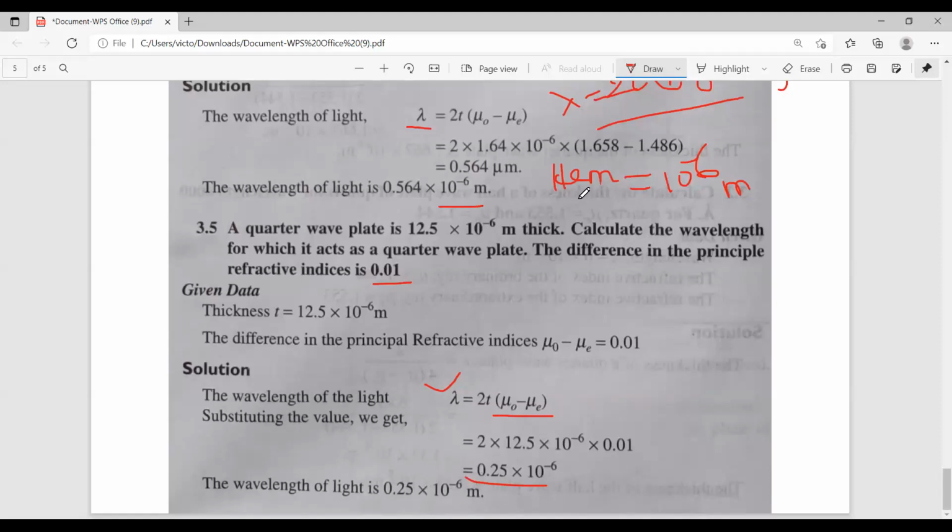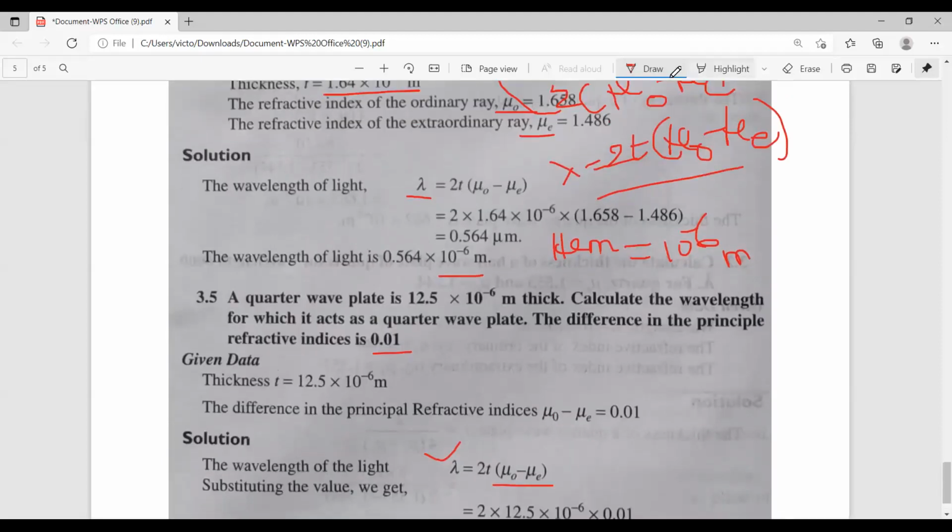So these are the various models in interference, diffraction, polarization. That means all wave optics problems, all models are completed. Thank you to all.